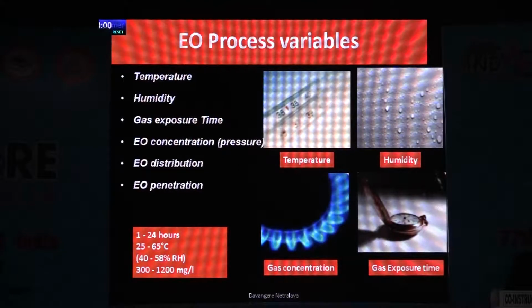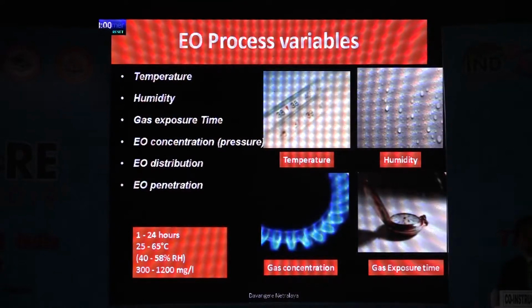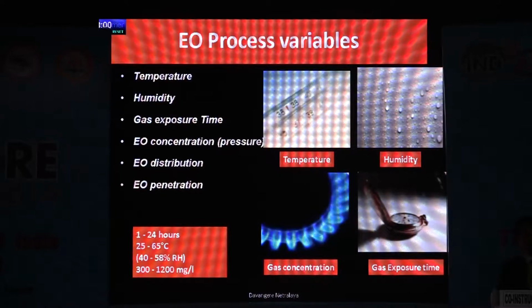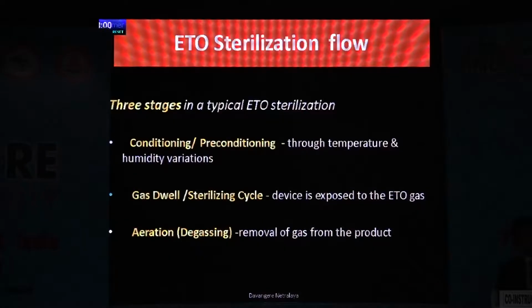What are the variables you should look at? Unlike steam sterilization, you should look at the temperature, what the ideal temperature should be, what the humidity is, what the ethylene oxide gas exposure time should be, what the ideal concentration of ethylene oxide should be, and what the distribution and penetration are. These are the parameters one should look at when using ethylene oxide sterilization.